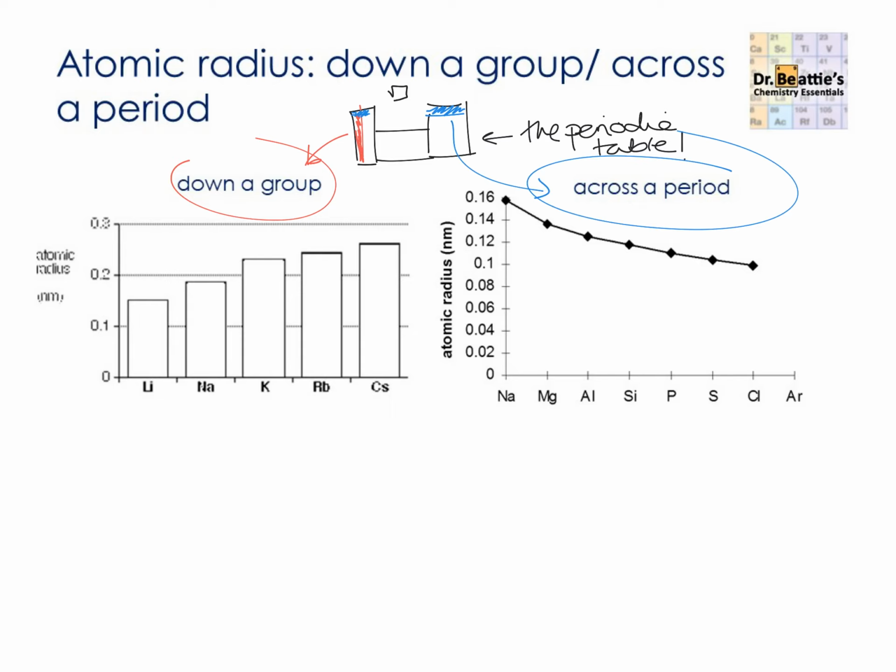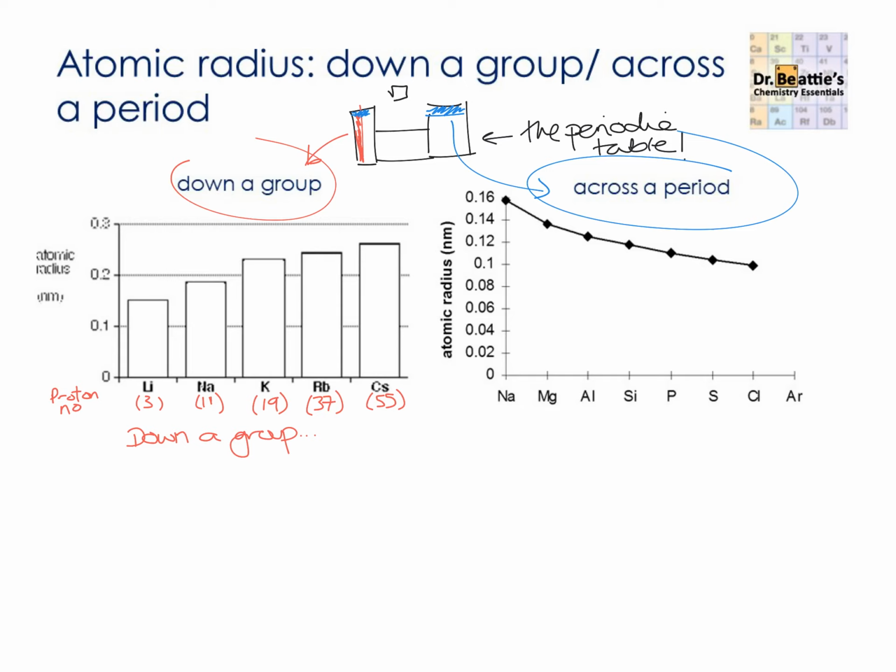What we're going to explain is how, when we go down a group or across a period, the atomic radius changes for the atoms involved. So focusing on going down group 1, we've got lithium, sodium, potassium, rubidium, cesium. In each of these cases, as we go down, the atomic number or the proton number increases, and you can see this alongside here.